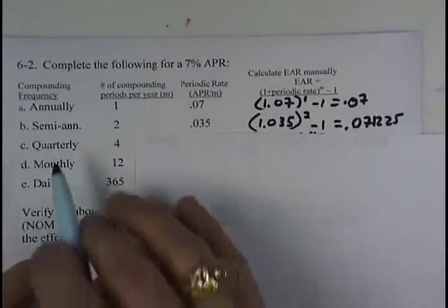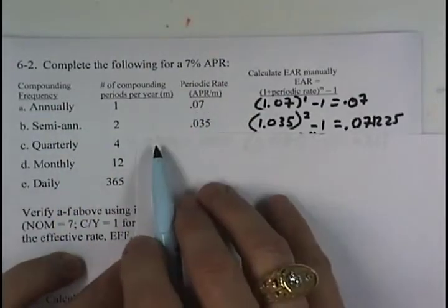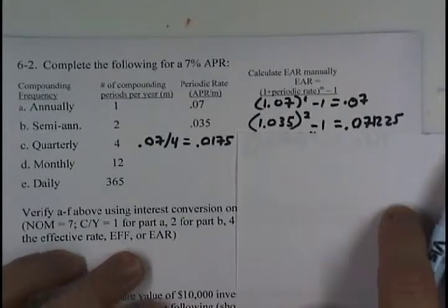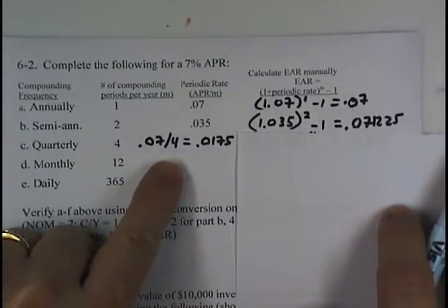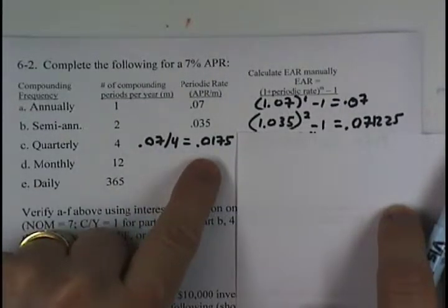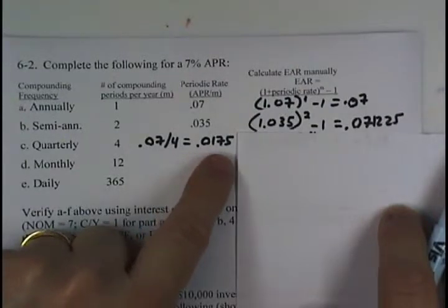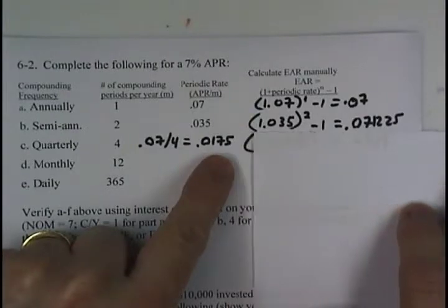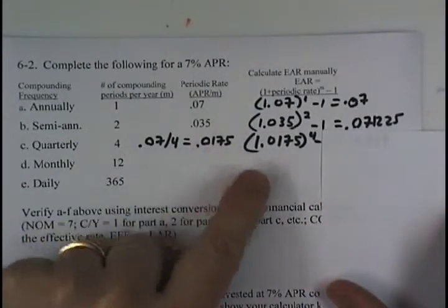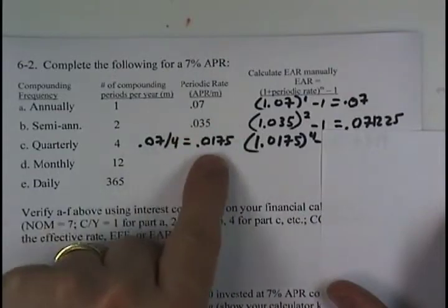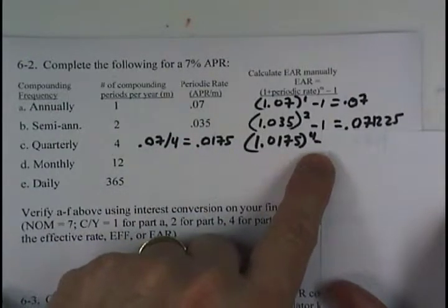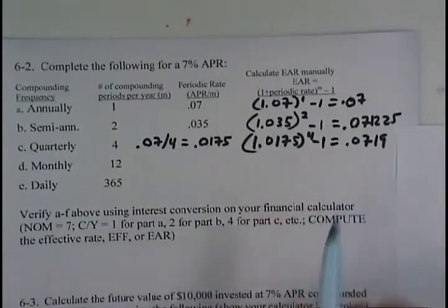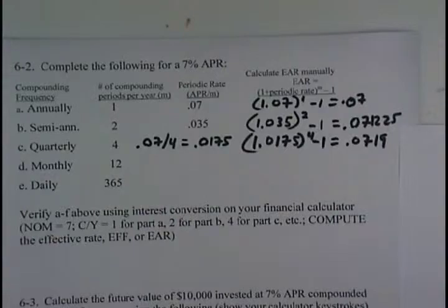In row C, for quarterly compounding, I'll take my 7% APR and divide by my 4 periods per year to get 1.75% as my quarterly rate, or 0.0175 as a decimal. To calculate the effective rate, I'll take 1 plus this quarterly rate and compound it 4 times during the year and take the 1 off, and I get 7.19% for my effective rate for 7% APR compounded quarterly.